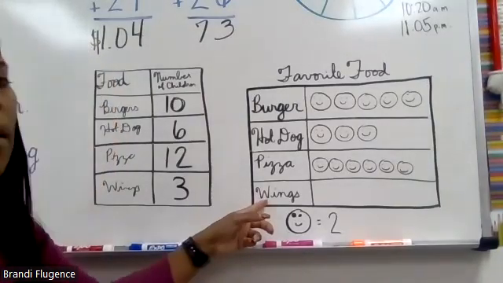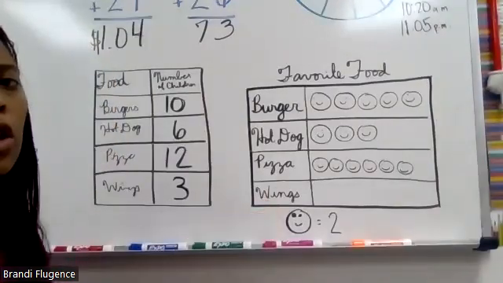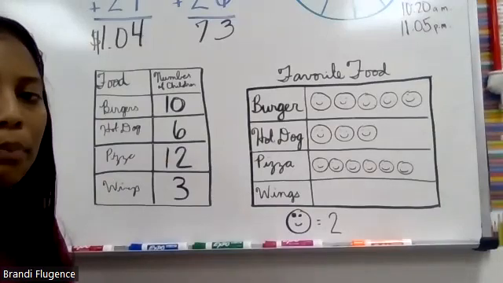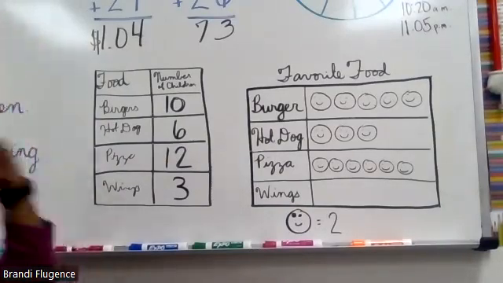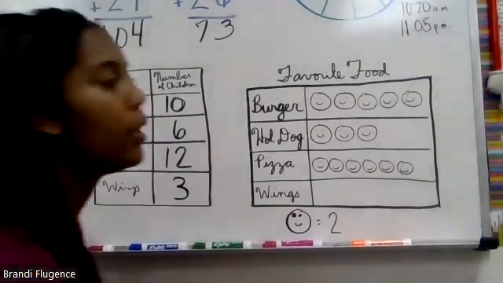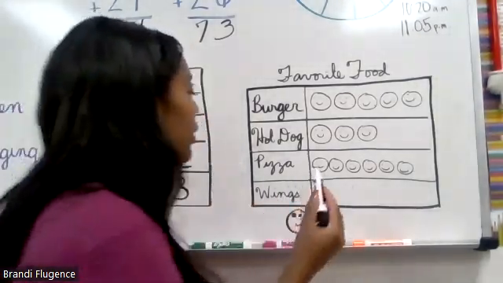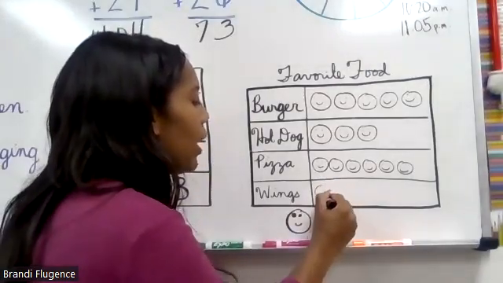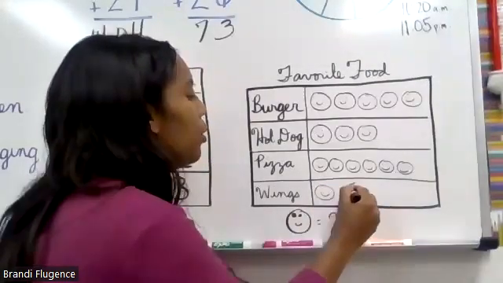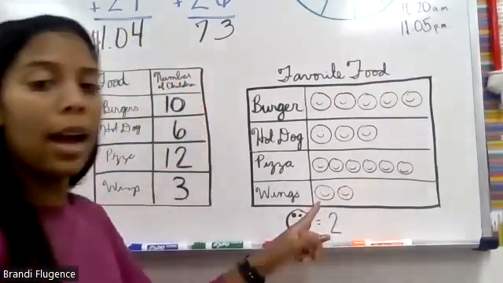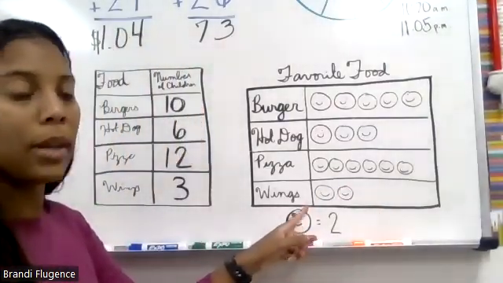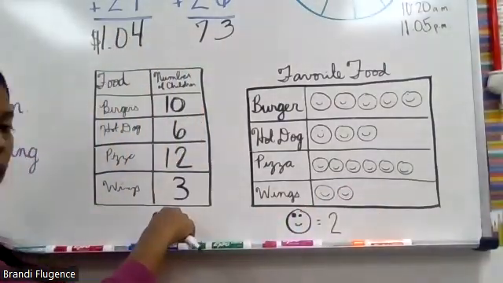All right, and now we have wings. How many children said they like wings? 3. So let's go ahead and put it in our graph. Yeah, that's what I was getting to, but good, you already knew that. Okay, so we have 2. Now, that's too many, right? Because how many is it again?